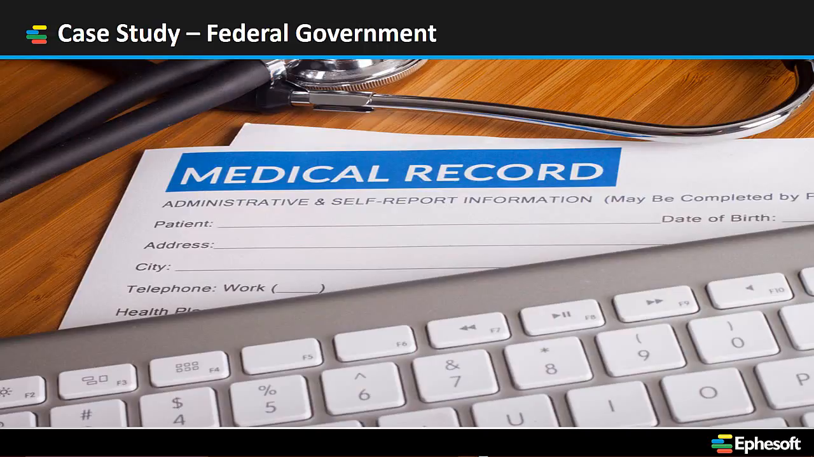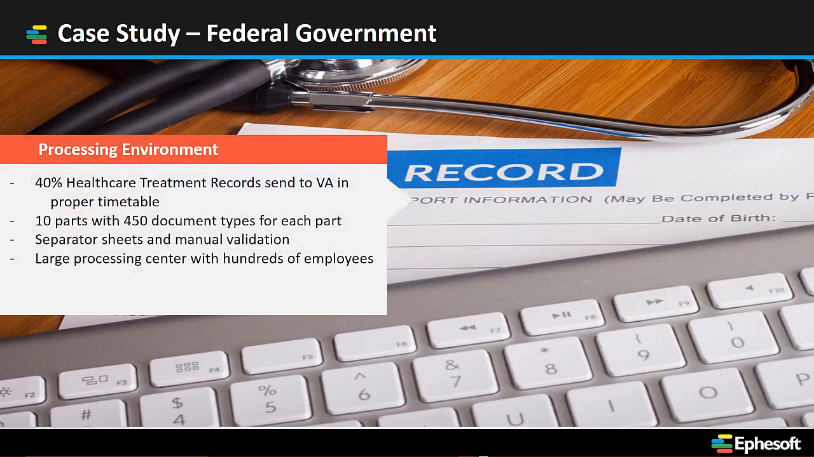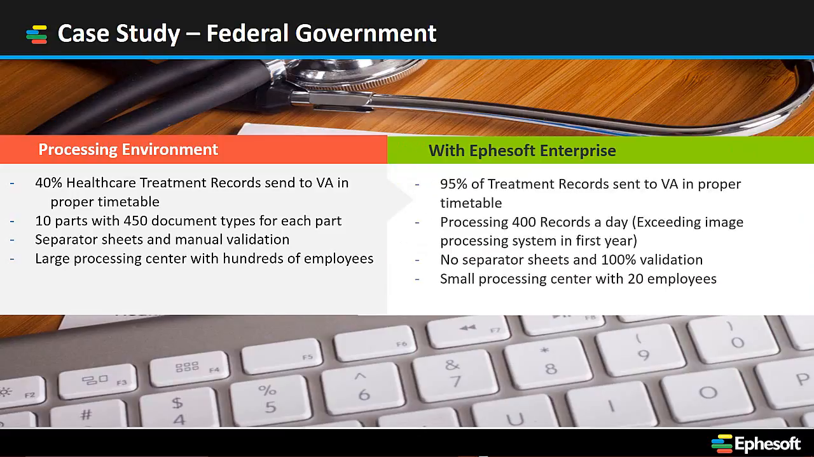The government is typically very paper intensive, and for the VA and the healthcare treatment records, they had a challenge with lots of documents not meeting proper deadlines. They had documents with 10 parts and 450 different document types for each part. They were using manual separator sheets to organize these documents, and hundreds of people to process this. It was a challenge. With Ephesoft, 95% of those records are now processed on time.